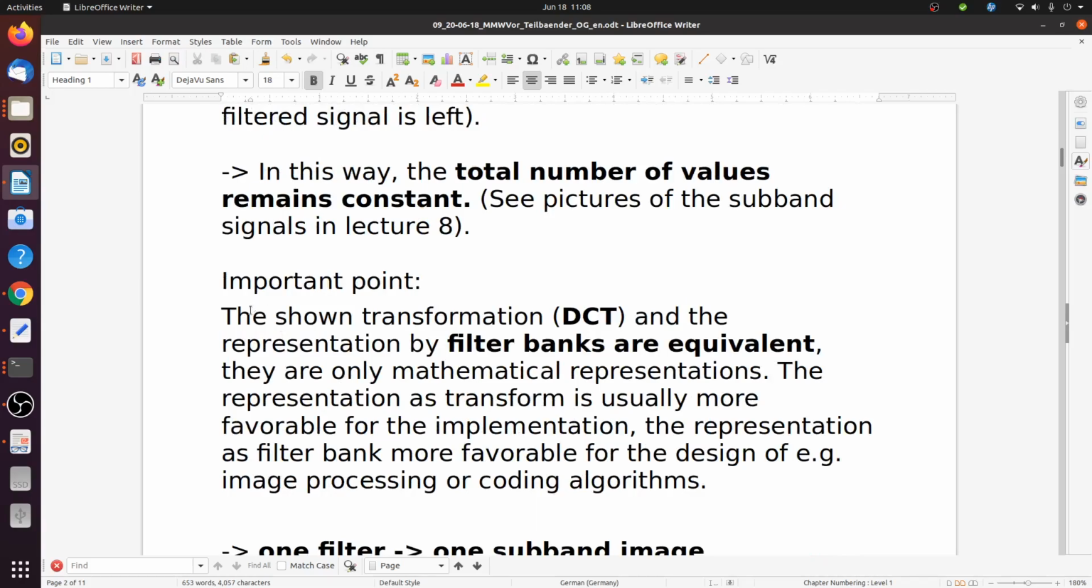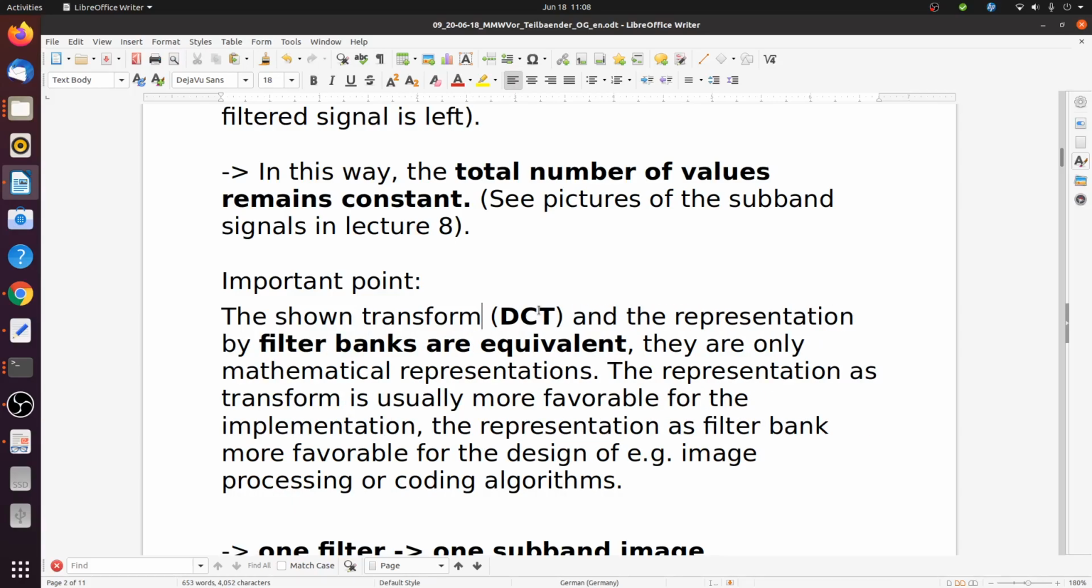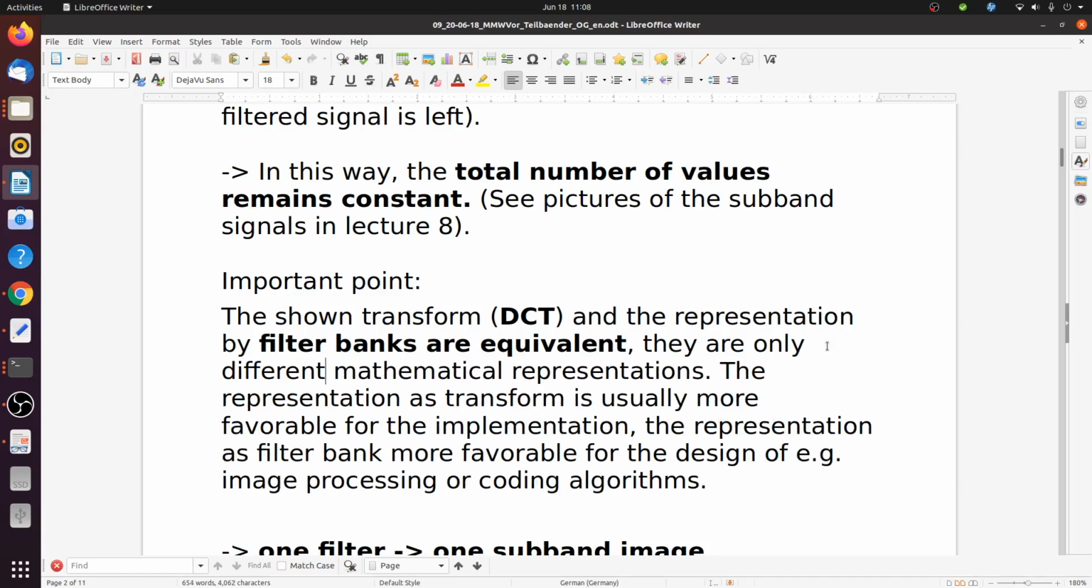Important point here: the shown transform, I should call it transform, the DCT and the representation by filter banks are equivalent. They are only different mathematical representations. The representation as transform is usually more favorable for the implementation because often we have fast transform implementations for it. The representation as a filter bank is more favorable for the design of, for instance, image processing or coding algorithms.